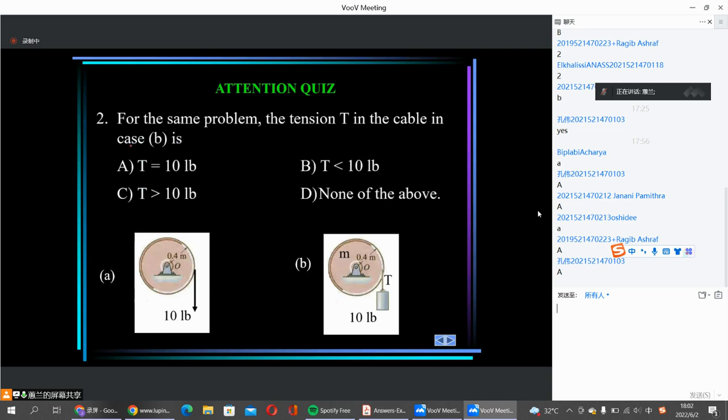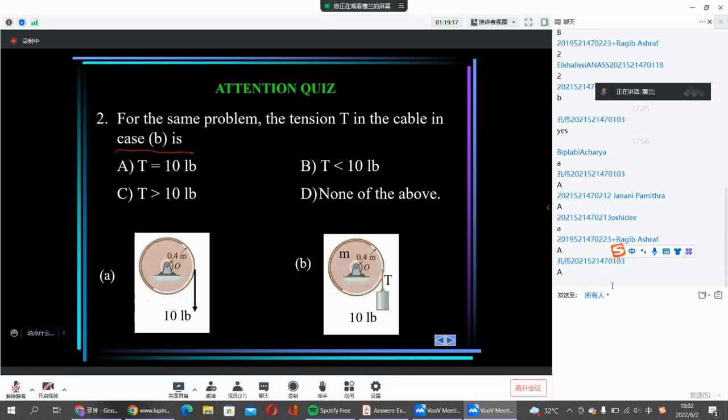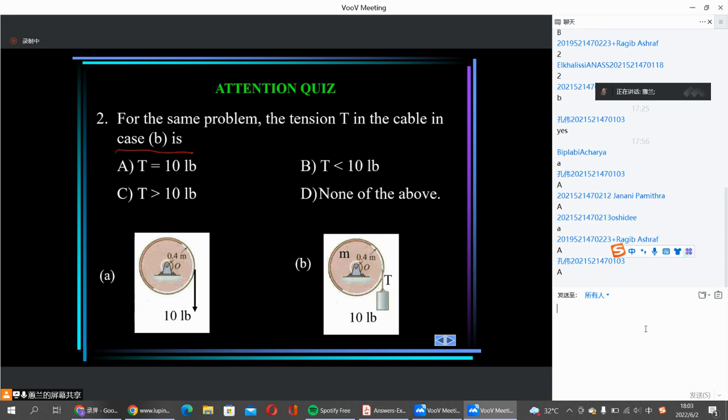For the problem: the tension in the cable in case B, is it smaller or larger? Let's figure it out together. Which one can you tell me, A or B? We already figured out this. The tension T in the cable in case B is smaller than its weight or larger than the weight for the block. This is the weight, this is T, right?